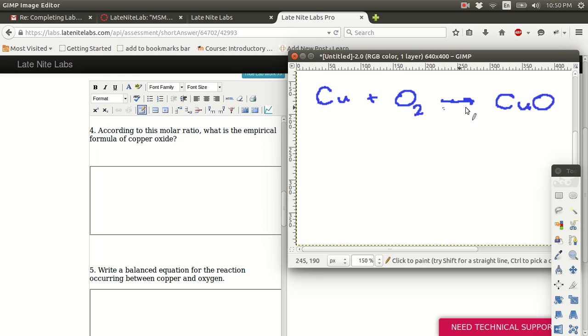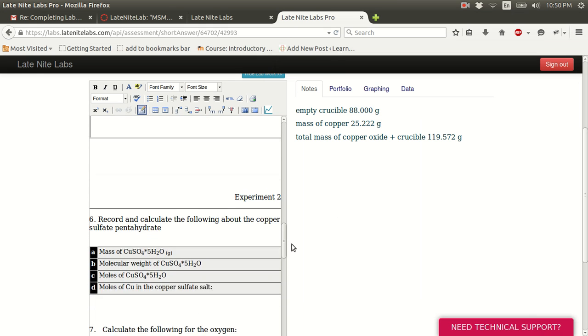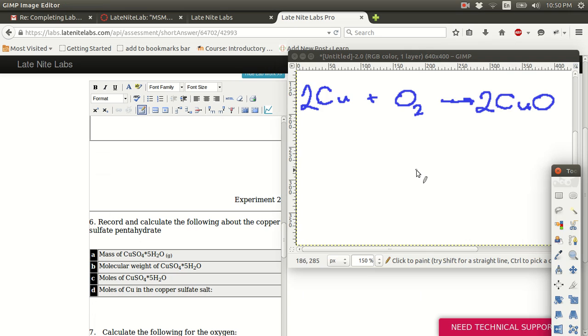So I need to balance this equation now. If I put a 2 here, and I put a 2 here, then the equation will be balanced. So that's it. That's how to solve the problems for experiment number 1. I'll make a separate video for you for experiment number 2. Thank you.